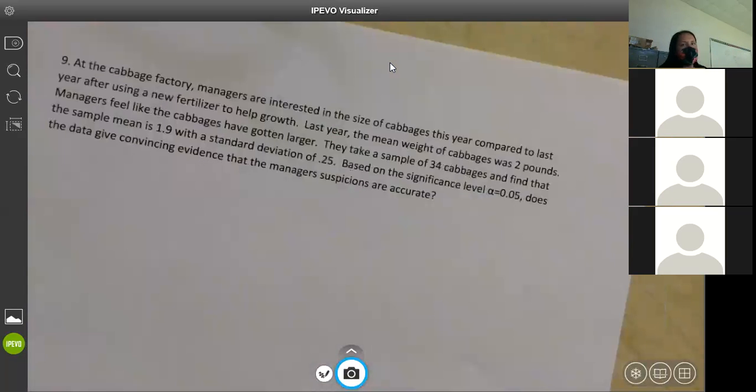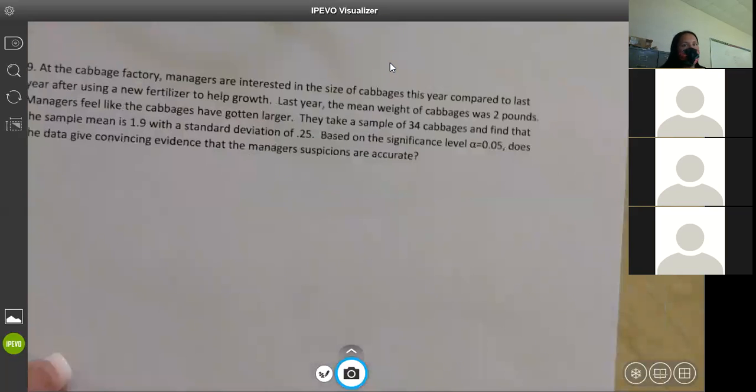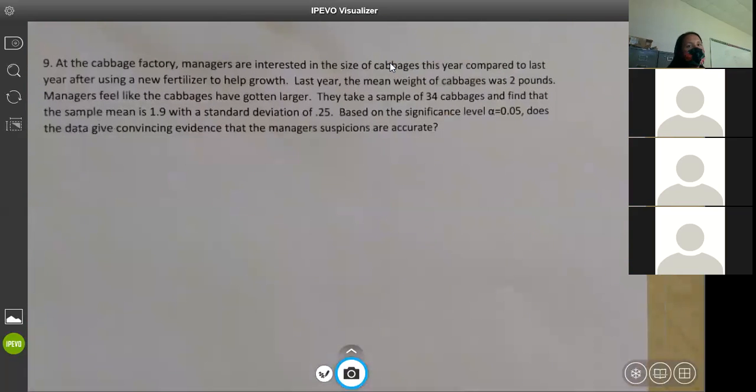So at the cabbage factory, managers are interested in the size of cabbages this year compared to last year after using a new fertilizer to help growth. Last year, the mean weight of cabbages was 2 pounds. Managers feel like the cabbages have gotten larger. They take a sample of 34 cabbages and find that the sample mean is 1.9 with a standard deviation of 0.25. Based on the significance level, alpha equals 0.05, does the data give convincing evidence that the manager's suspicions are accurate?